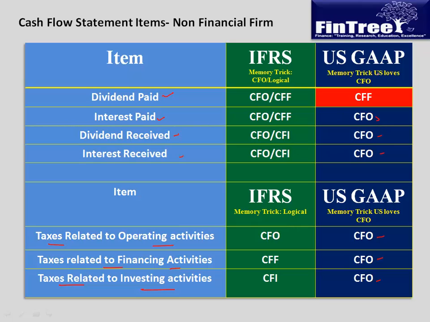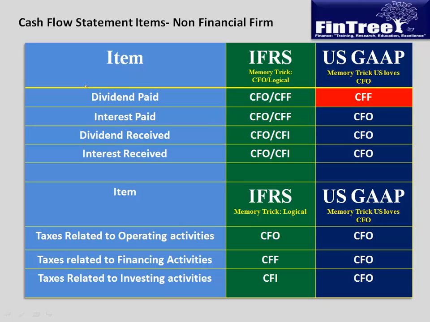So there's a really simple memory trick to remember the treatment in US GAAP: except dividend paid, which is CFF, everything else in US GAAP is CFO. And remembering dividend paid is easy because we are paying dividend because we have taken equity shares. And receiving money through equity shares is CFF, therefore dividend paid has to be CFF. All other items are CFO in US GAAP.